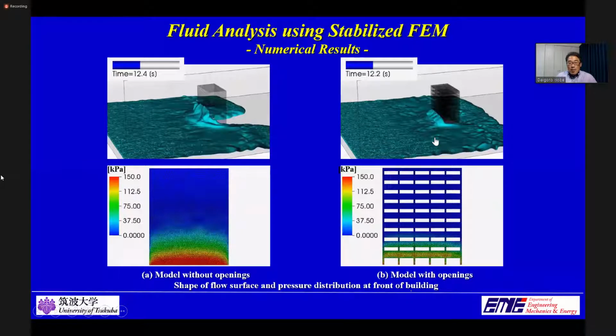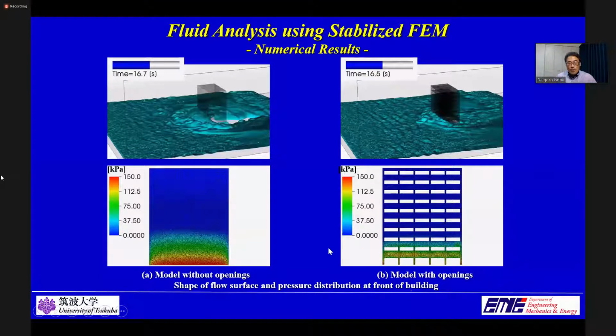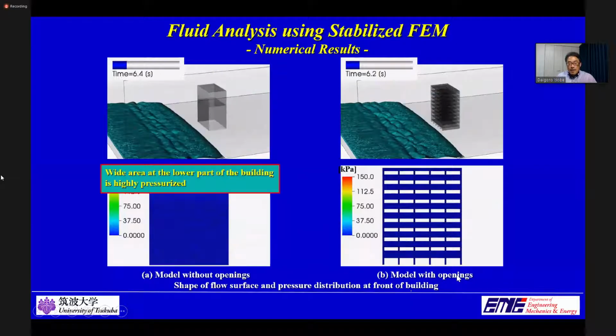A wide area at the lower part of the building is highly pressurized in the case of the model without openings, but the pressure is significantly reduced in the case of the model with openings as seawater flows into the building.